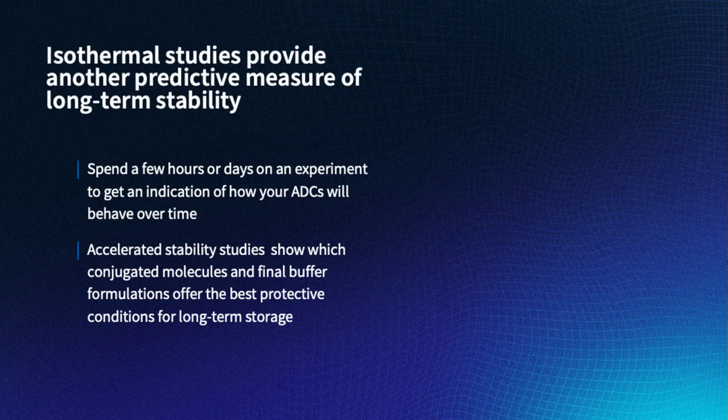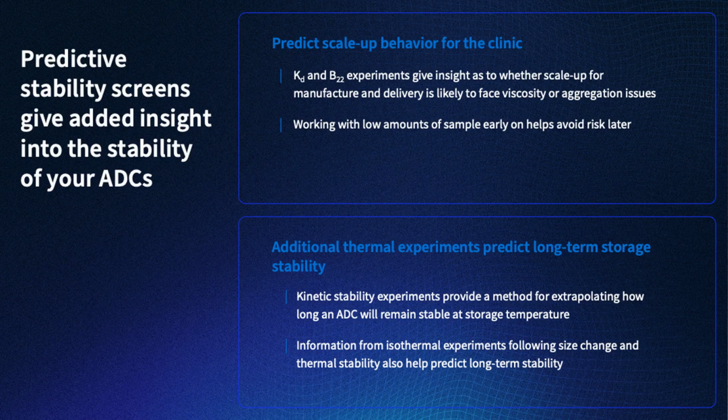By holding your ADCs at a constant temperature for a few hours or even days, you can see which are aggregating and are more likely to be unstable in long-term storage conditions. And these types of studies are also really helpful to identify which buffer formulations will provide the best conditions for long-term storage. So we went through a lot of data, so I'd just like to do a quick recap about what we discussed and how it can help you screen your ADCs. The Prometheus Panta can give you multiple predictive measures of stability to help you screen your ADCs and predict how they behave, either in higher concentrations or in long-term storage.